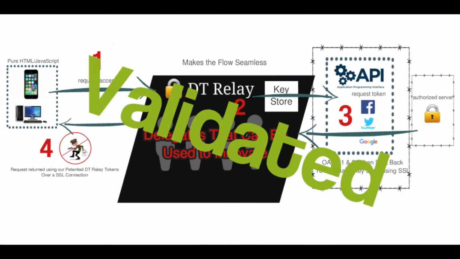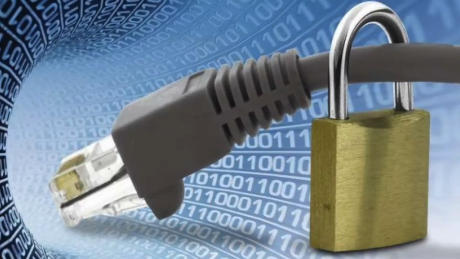DT tokens use a checksum process to validate that this happens. Now you can verify in DTRelay that what was supposed to be sent is actually sent. This is critical for secure transmissions, and we do it.